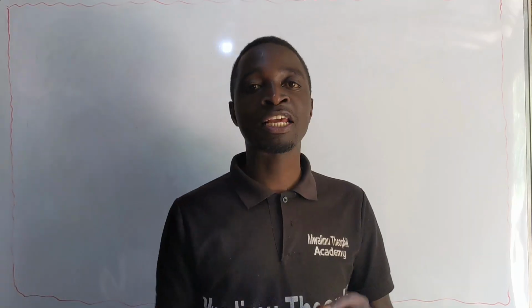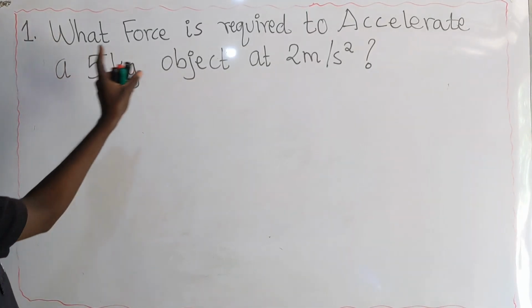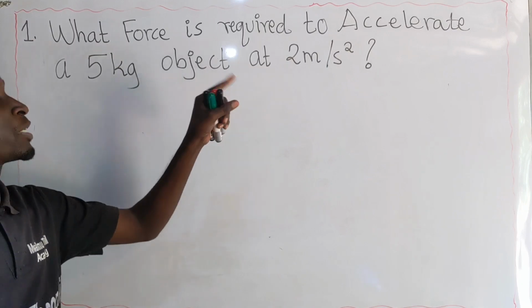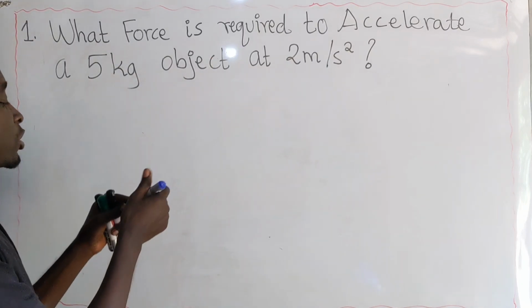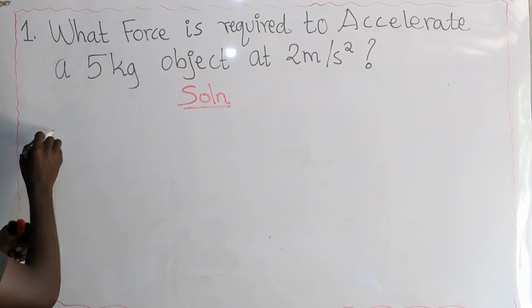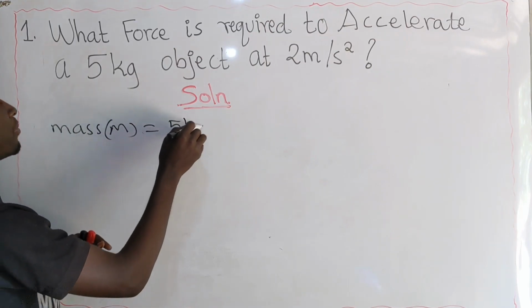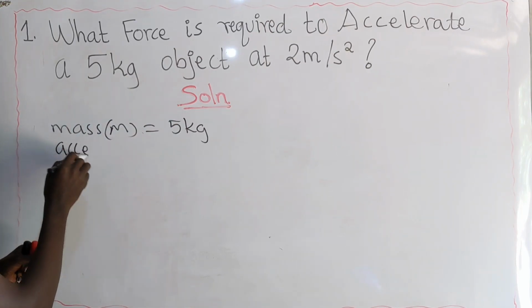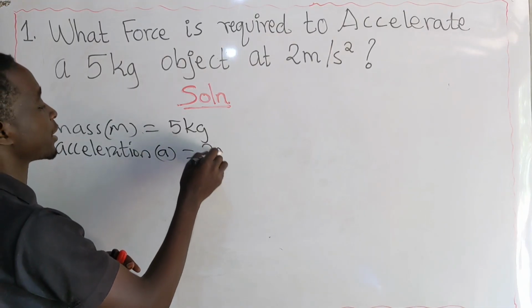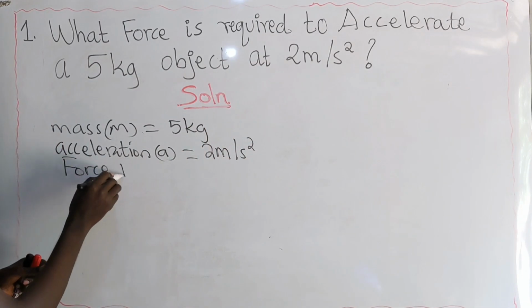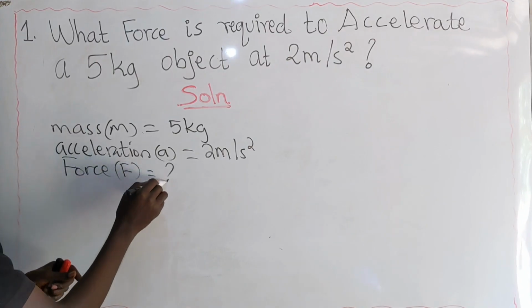Now let's start. The first question states: what force is required to accelerate a 5 kilogram object at 2 meters per second square? Let's see the solution for this. In this question we are given mass m is equal to 5 kilogram, acceleration a is equal to 2 meters per second square. But you ask the force. Force F is equal to how much?